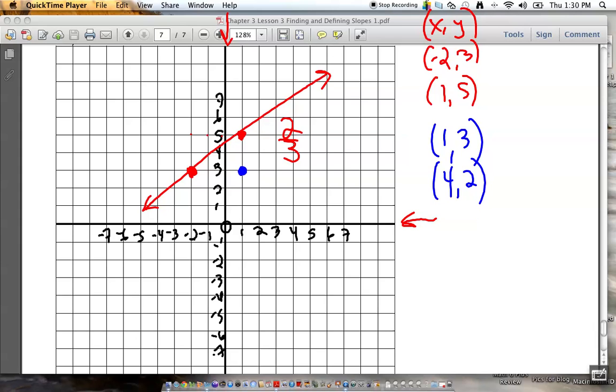Here's where x is 4, here's where y is 2, so here's my point, 4, 2. Now I draw the line connecting them. So now the last part is, how do I move slope, to go from the point on the left to the point on the right?